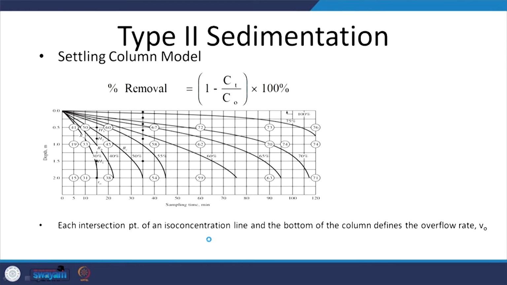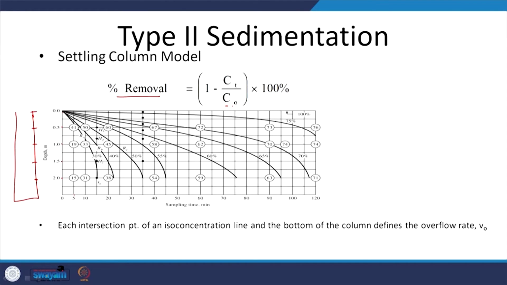Here I have the different depths; this is my vessel or my model, and I have sampling ports at different depths. I am going to calculate the percentage removal in this manner: Ct by C naught, the concentration remaining at time t over the initial concentration. Percentage removal will be (1 minus Ct by C naught) into 100. So, what is it now?